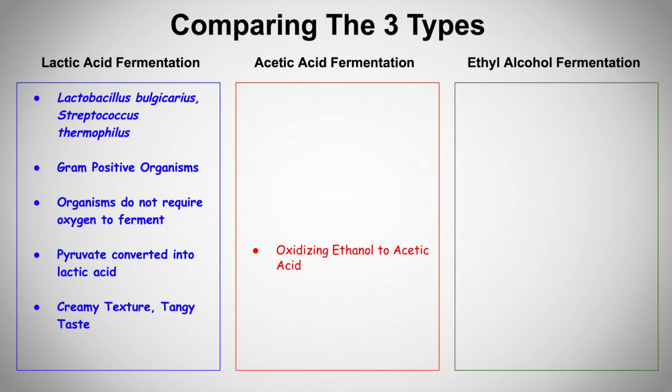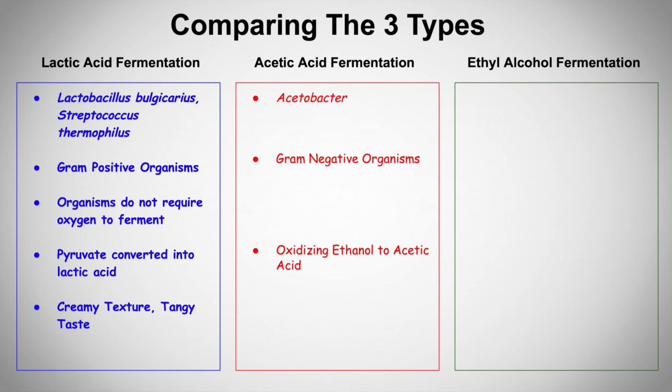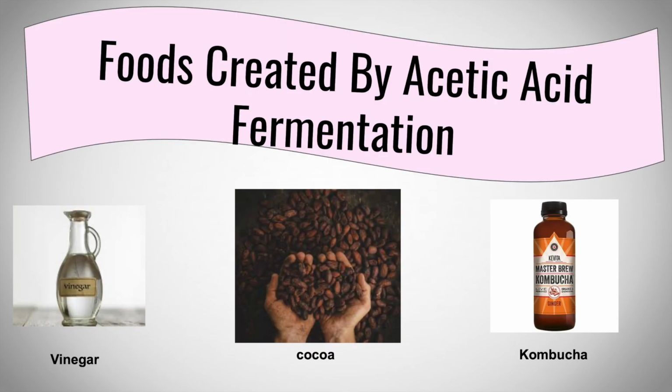Acetic acid fermentation is the oxidizing of ethanol to acetic acid. In contrast to lactic acid fermentation, it uses gram-negative organisms, specifically of the genera Acetobacter. Additionally, unlike lactic acid fermentation, these organisms do tend to work in oxygenated environments during fermentation reactions. Here are some key foods that are made utilizing acetic acid fermentation.